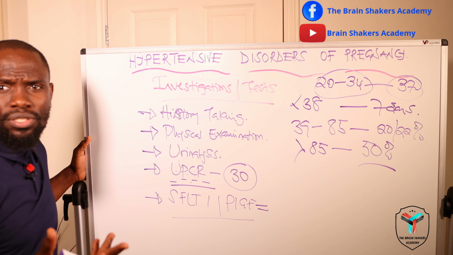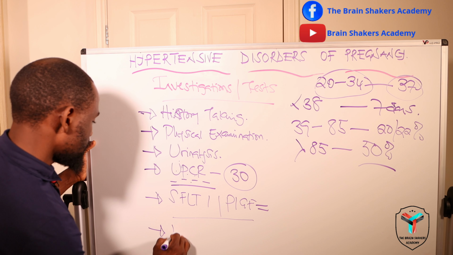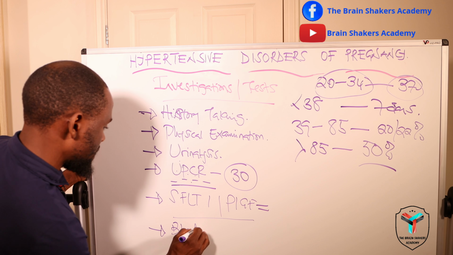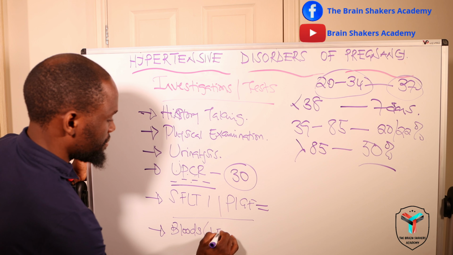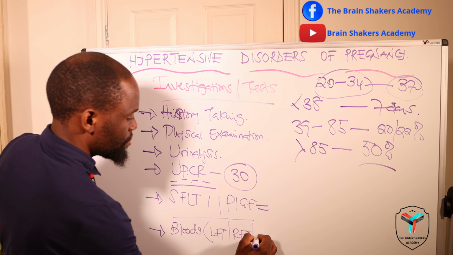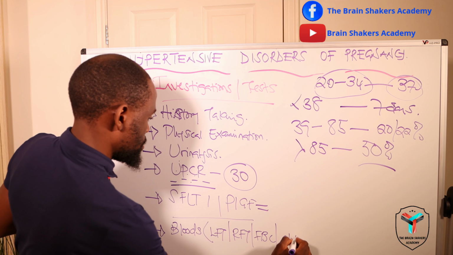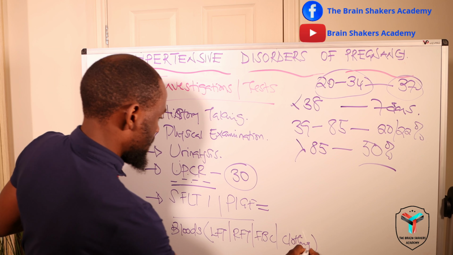Now, you would also obviously want to do bloods as well. So I'll just put bloods here. Obviously, you want to do the liver function test. You would want to do a renal function test. You would want to do a full blood count as well. And you can also check issues to do with clotting here.